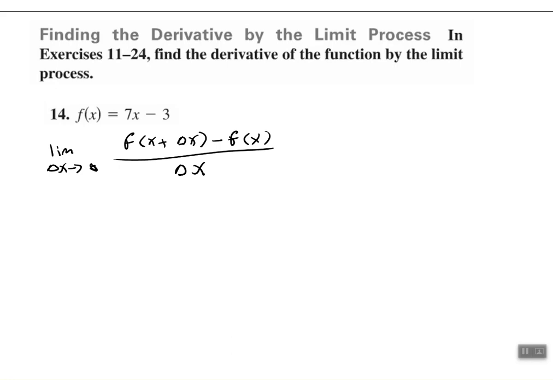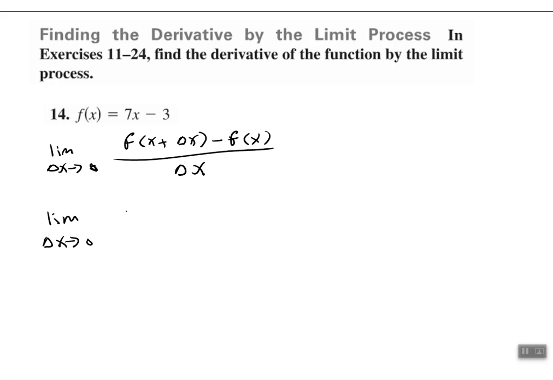All right, so we have f of x equals 7x minus 3. Okay, so let's see here. We have f of x plus delta x minus f of x all over delta x. So let's go ahead and write this function out, replacing those, the f of x plus delta x and the f of x.